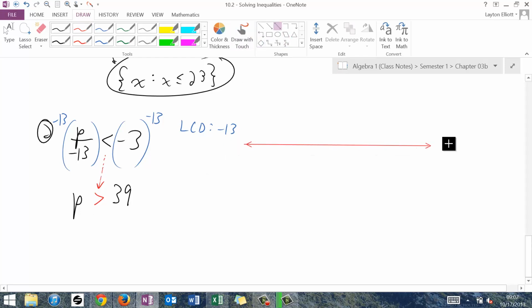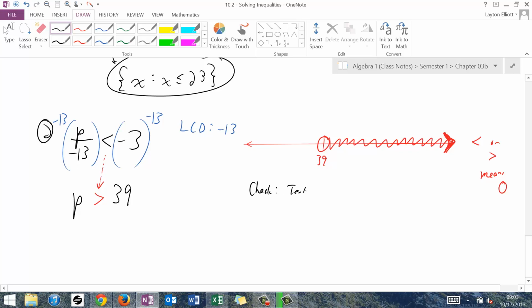Now, we're going to go number line. I'm going to graph 39. I'm going to put an open circle, because when I have less than or greater than, that means an open circle. And it's greater than, so I'm going to shade to the right, representing every real number greater than 39. Then I'm going to check, and I can test 0 again.